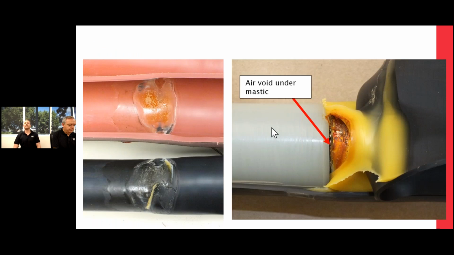Here is where the yellow mastic hadn't been applied properly. Now, if we look on the right-hand side here, this is the yellow mastic that we're talking about, the stress control mastic. Here is the lug, and here is the XLPE cut. And underneath there, you can actually see the core of the cable.